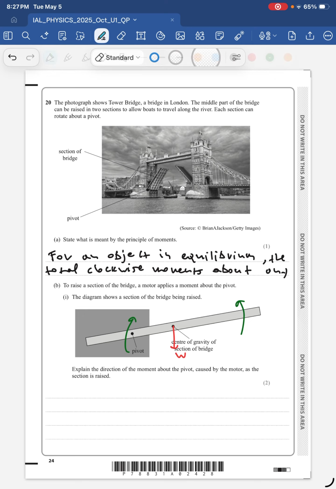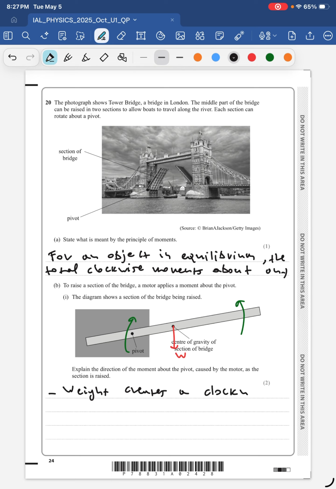So let's write the answer. So weight creates a clockwise moment. So the motor needs to provide an anti-clockwise moment.